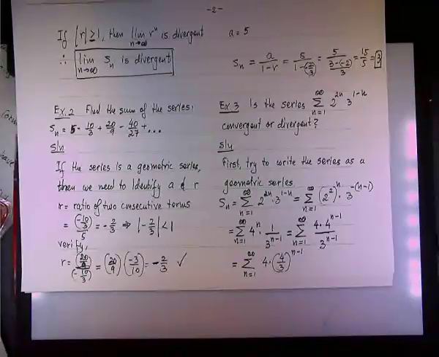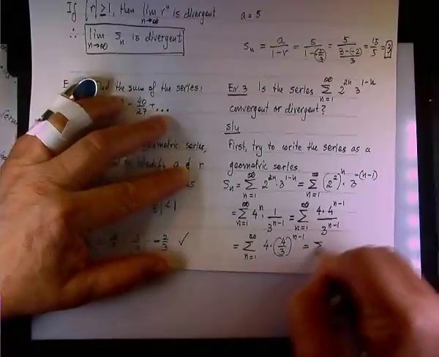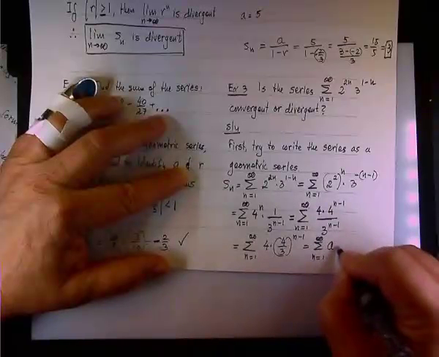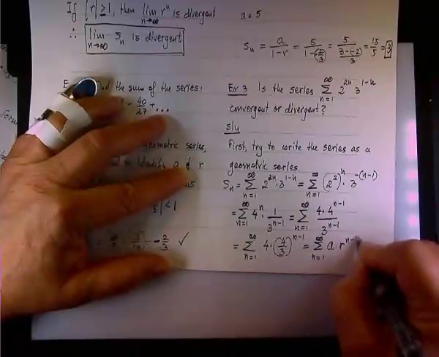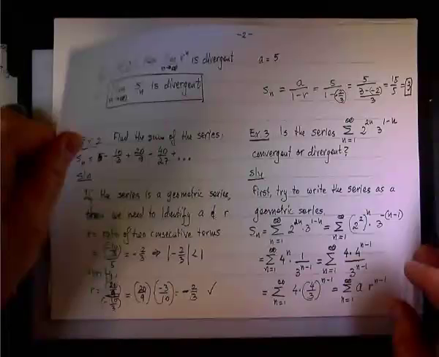Now tell me, is this a geometric series? And if it is, is it convergent or divergent? It is a geometric series because what I've come to is sigma, n goes from 1 to infinity, of a times r to the power of n minus 1. Now a is 4 and r is 4 over 3. And because r is greater than 1, the series is divergent.